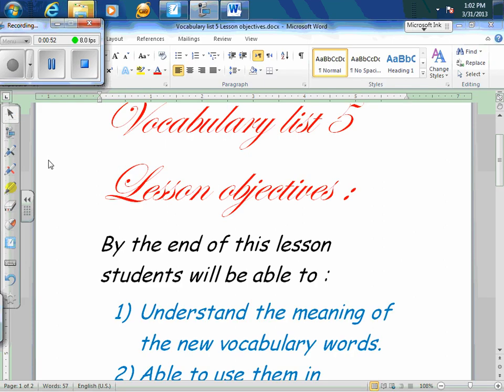As you see here on the board, we're going to take vocab list 5 and lesson objectives, which means that when I start the lesson, I have things in my mind. I target it as a teacher. I want to reach it with you as my students. What are these targets concerning the vocab? By the end of this lesson, students will be able to understand the meaning of the new vocabulary words. So any single word you're going to cover during class time, you have to know its meaning, right or not?